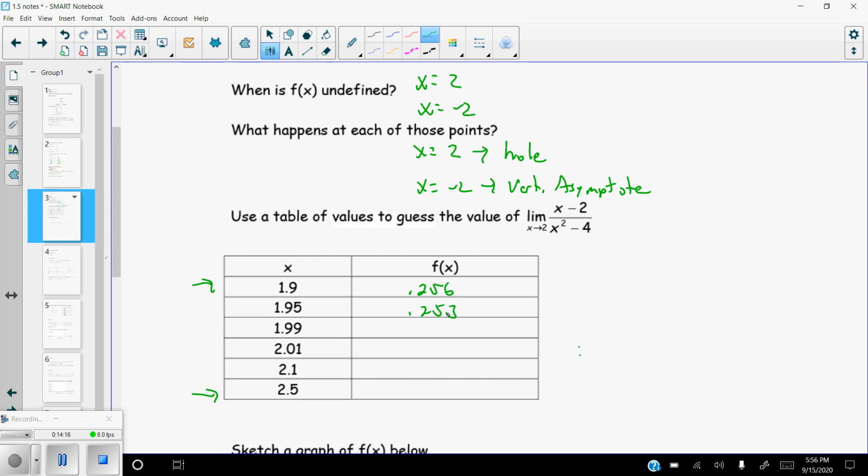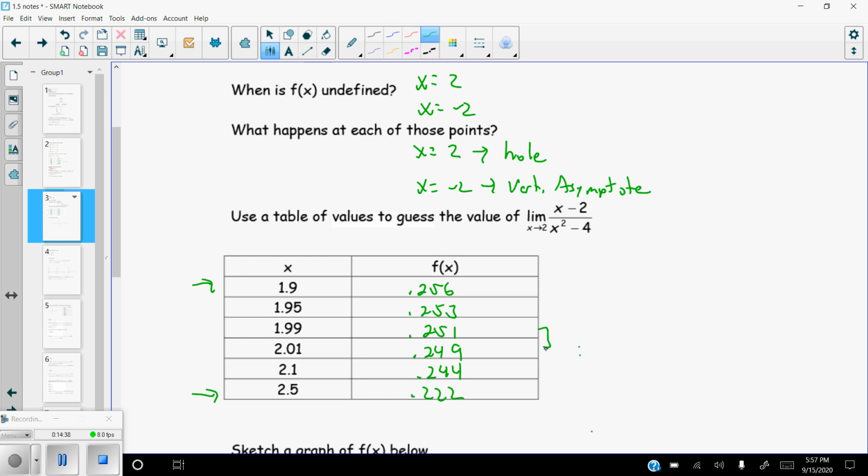And at 1.99, we end up with 0.251. Then if we start at 2.5, we end up with 0.222. At 2.1, I believe it is 0.244. And then at 2.01, after plugging that one in, we get 0.249.